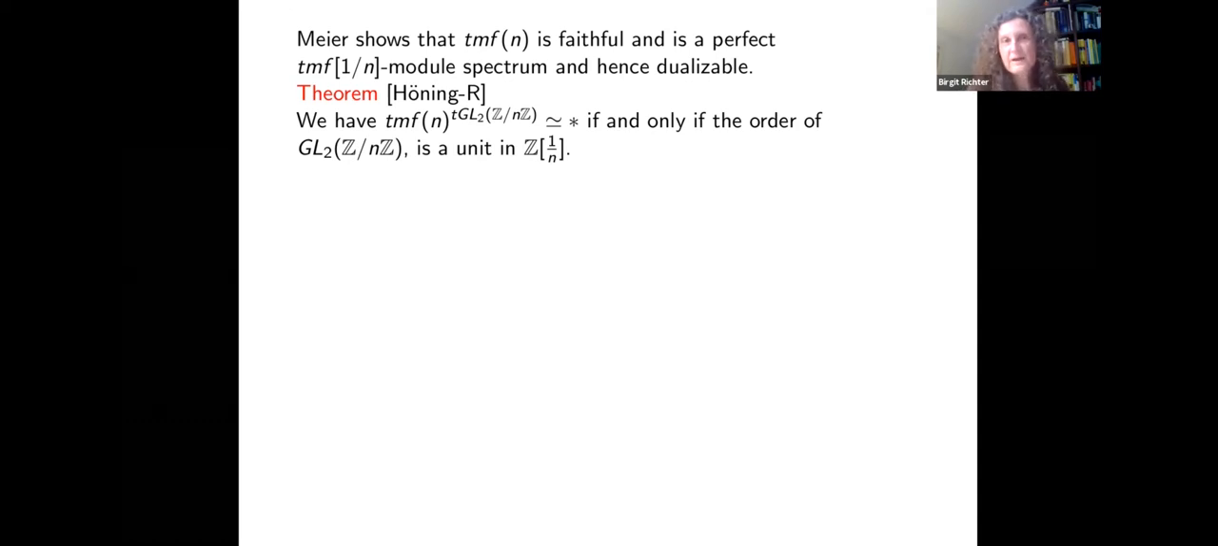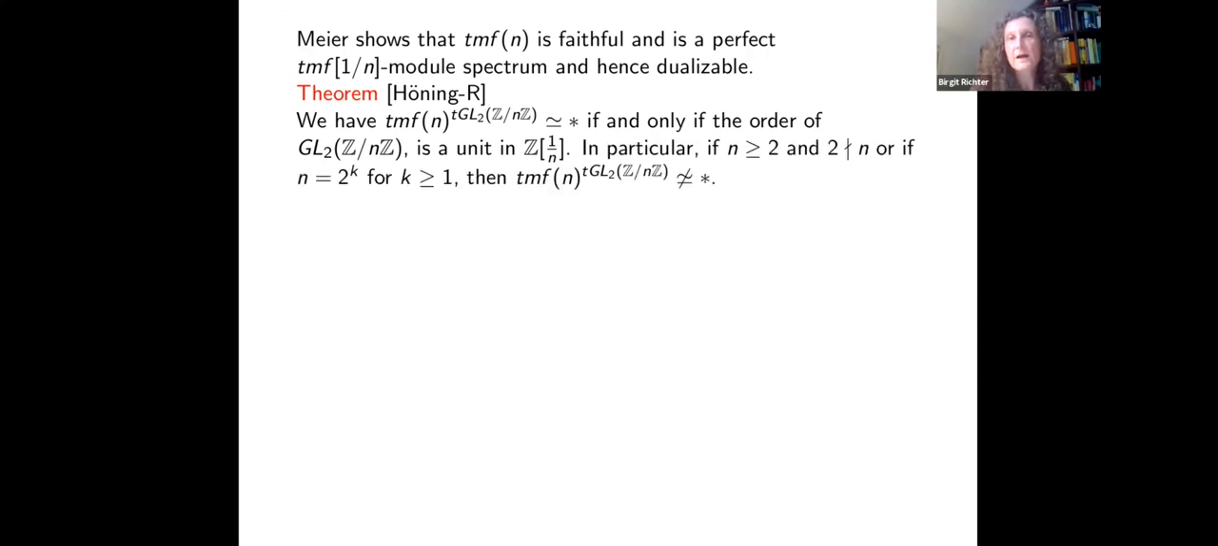What we could show is that the Tate construction vanishes if and only if the group order is a unit in pi naught. And that's actually fun because you can write down what the group order is: Euler phi function times Euler phi function times some products over some primes and then some explicitly given coefficients. And you can write that down. And so if n is bigger than or equal to 2 and 2 does not divide n, or if n is a power of 2, then the Tate construction is actually non-trivial.